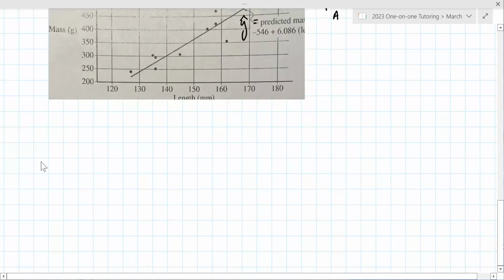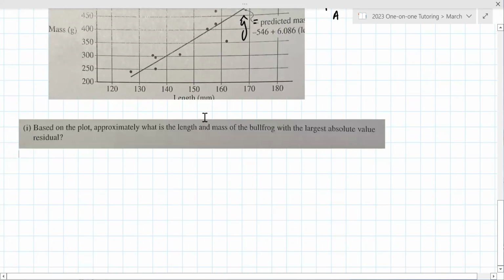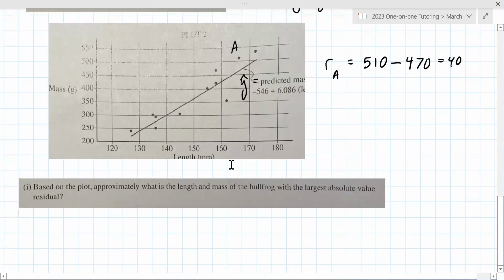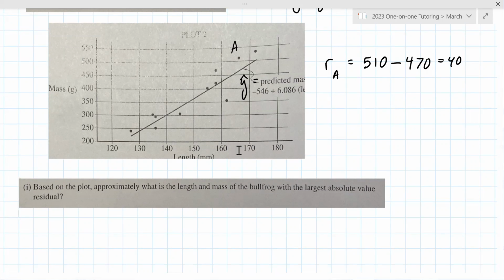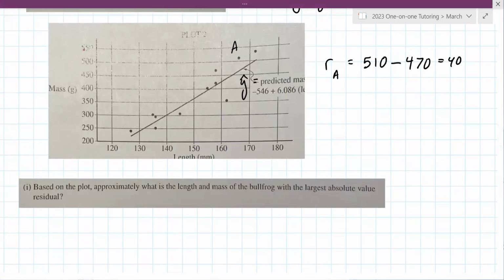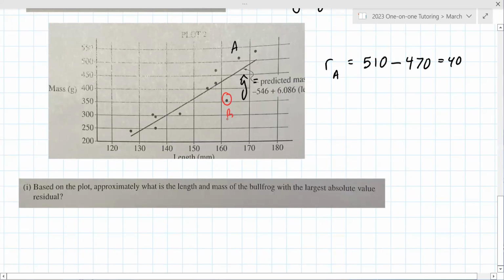Now the question here asks for the length and mass of the bullfrog with the largest absolute value residual. In other words, they're saying which point is the furthest from the line. And I think we're going to go with this one right here. That one? Yeah, that's about the furthest. It's very deceptive, but yeah, a little bit tough to see. You might be drawn to some up here.